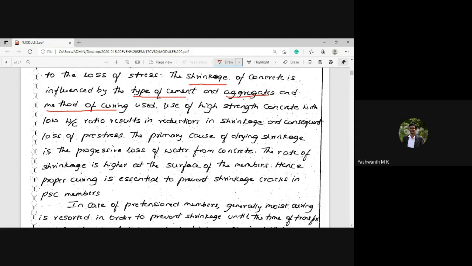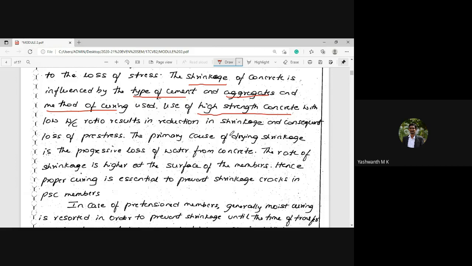Use of high strength concrete with low water cement ratio results in reduction in shrinkage and consequent loss. As we know, in pre-stressed concrete members we preferably go with a special concrete called high strength concrete. High strength concrete we attain with a low water cement ratio. A reduction in water cement ratio will get you the high strength concrete, which in turn will reduce the shrinkage also, because lesser water is available inside the concrete to undergo shrinkage or consequent loss of pre-stress.